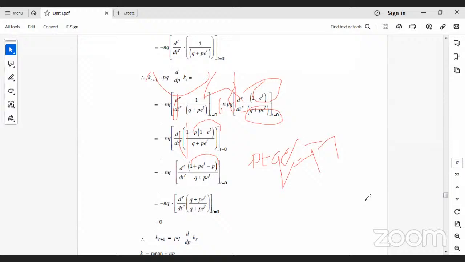Replace it. P plus q is equal to 1. Therefore, 1 minus p is equal to q. So q, 1 minus q is equal to q plus p, and the q and p terms cancel here. So the sum is 0, so the k plus r1 pq dp by dr is equal to 0. The condition is satisfied here.